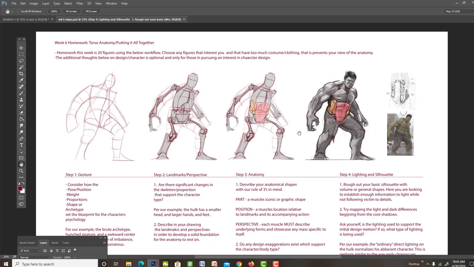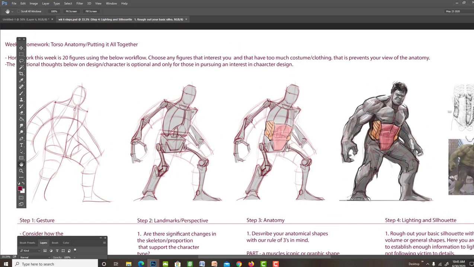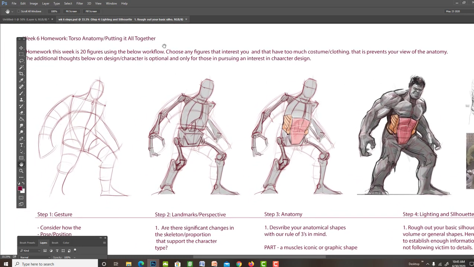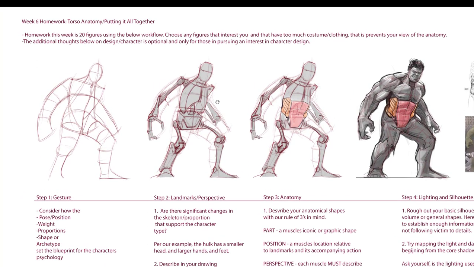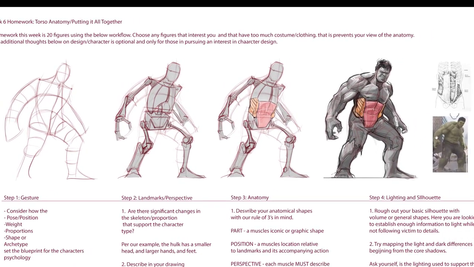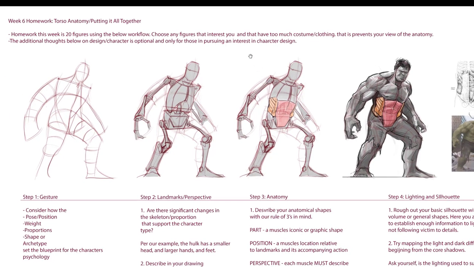I put this up on our blog. This is just a bit of a template for you to use in terms of breaking down the work you do this week. We looked at this image for our last practical demonstration, and I put the steps. These are all the steps that we've now been covering, from gesture to skeleton to construction to muscle and light and shadow. And the goal of the class is for you to see all those things together.